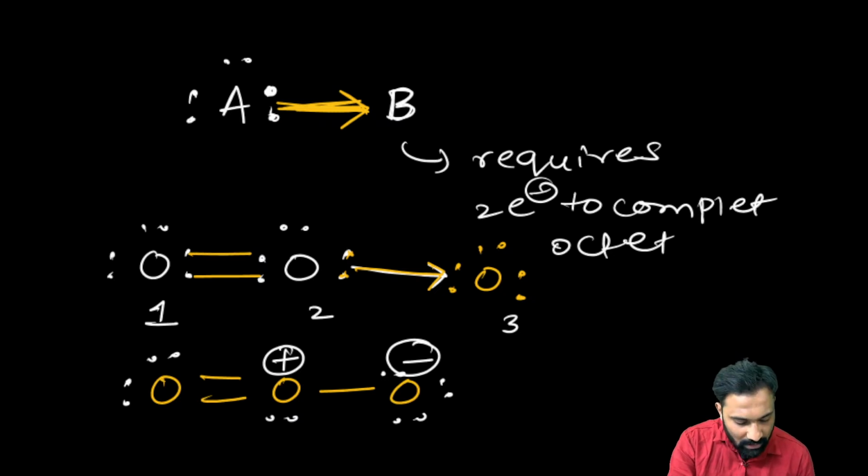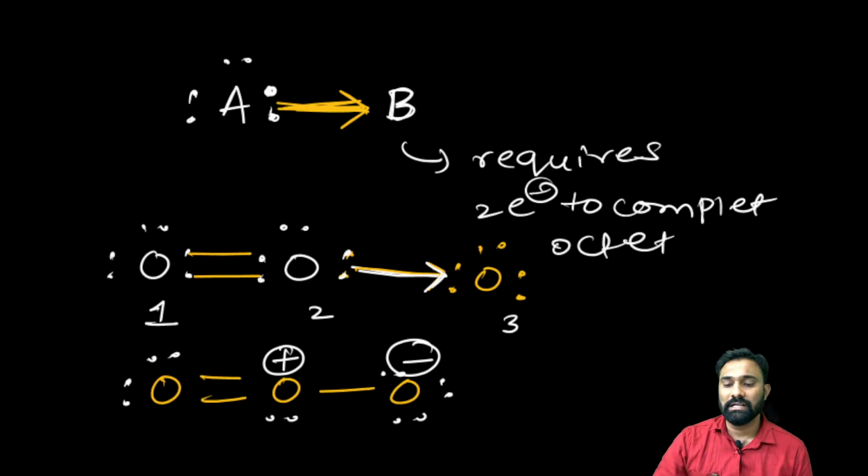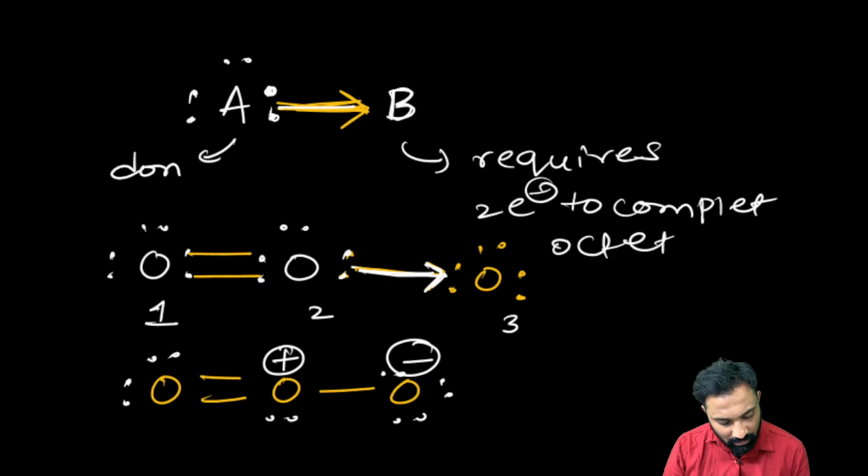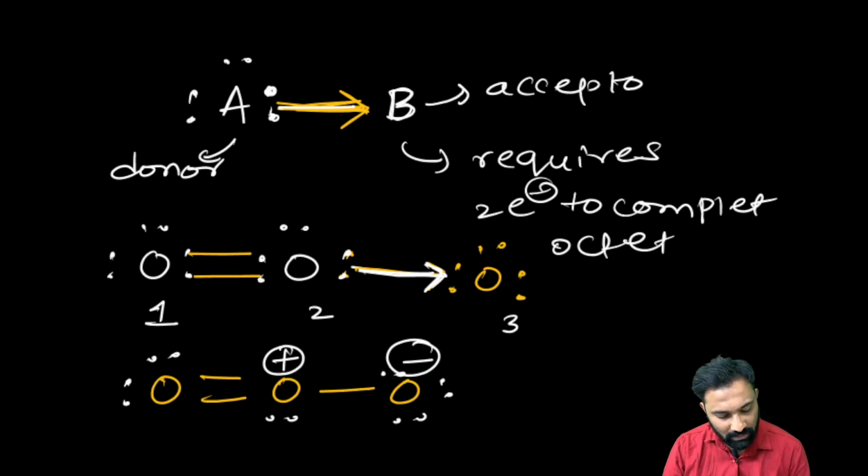To remove these charges on the oxygens, we have introduced one special type of bond. That bond we call a coordinate covalent bond, and this arrow indicates that coordinate covalent bond. Now the electrons are going from the donor to the acceptor. Donor to acceptor, the electrons are going. Clear?